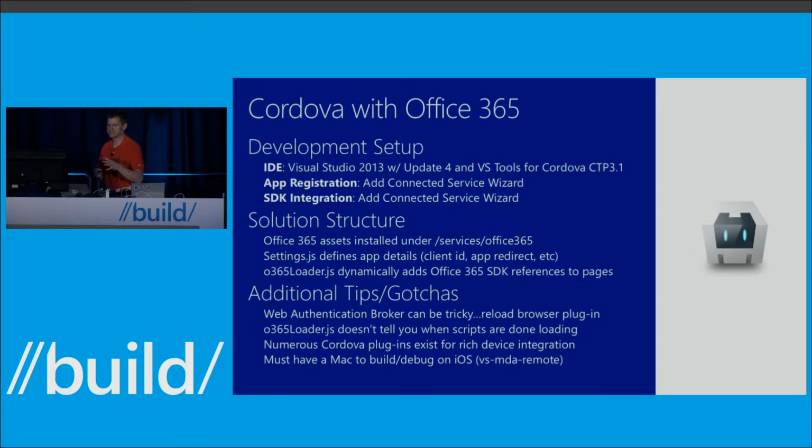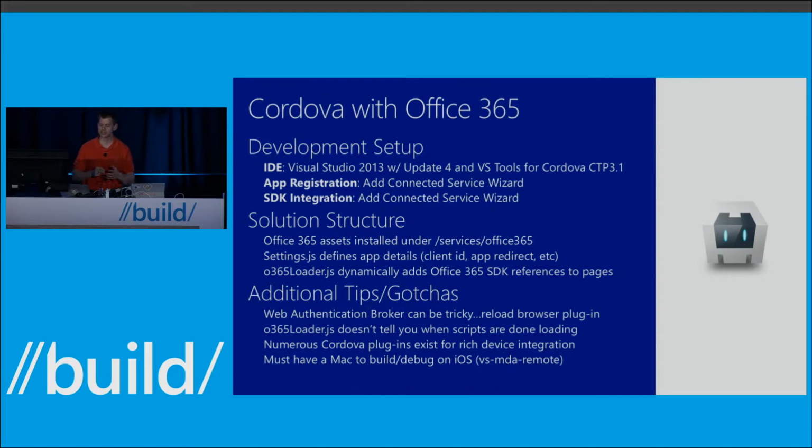But know that there are SDKs for both Cordova and Xamarin, and I can pull those in through the Add Connected Service Wizard, or I can use NuGet to pull those in. When I build a Cordova project and do the Add Connected Service Wizard, I'm going to get a bunch of assets that are added to my project under the Services/Office 365 folder. So it's going to add a number of different script files. I don't remember the exact number. I think it's like 10 script files. Now, the interesting thing is I don't have to add a reference to all of those. I just need to add a reference to one. So there's o365loader.js, and it's going to dynamically load all the scripts that you need into your Cordova project.